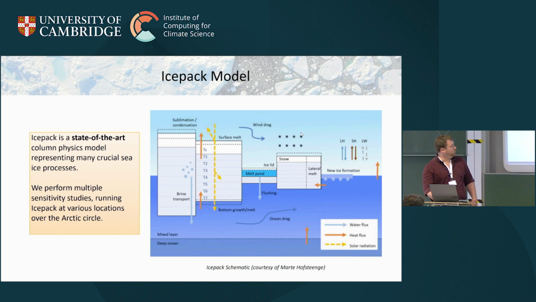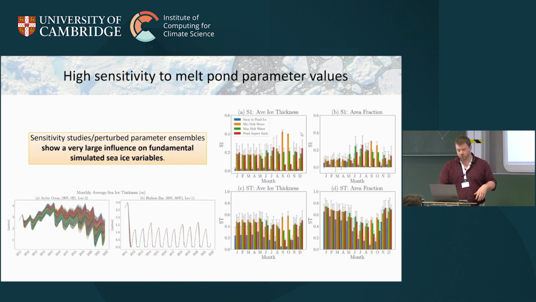We're wondering, the ultimate aim is, whether we can use machine learning to improve these parameterizations. So we looked at the Icepack model, which is a state-of-the-art sea ice model, representing many crucial sea ice processes. This is a schematic from Mara Hofstein's thesis, showing lots of the processes that the Icepack model has. And we wanted to see how well its melt pond parameterization is performing and how sensitive the whole Icepack model is to changing these parameterizations.